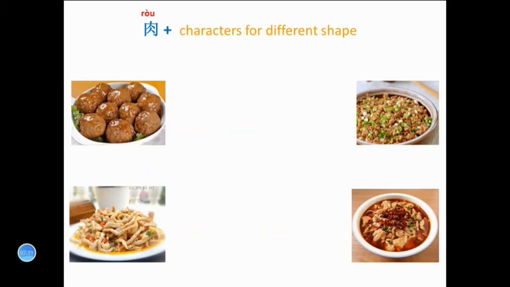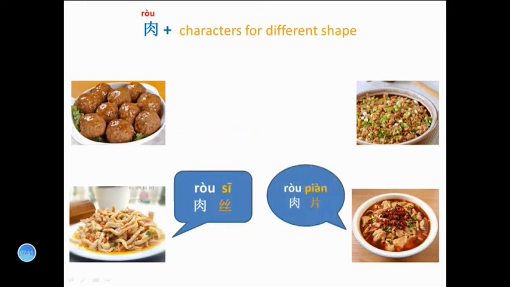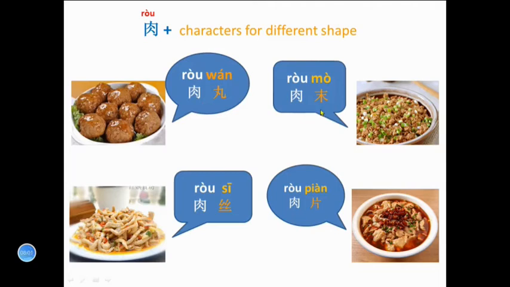For example, we have learned the character for shreds, 丝. So shredded meat is 肉丝. And sliced meat is 肉片. Meatball is 肉丸, and minced pork is 肉末.